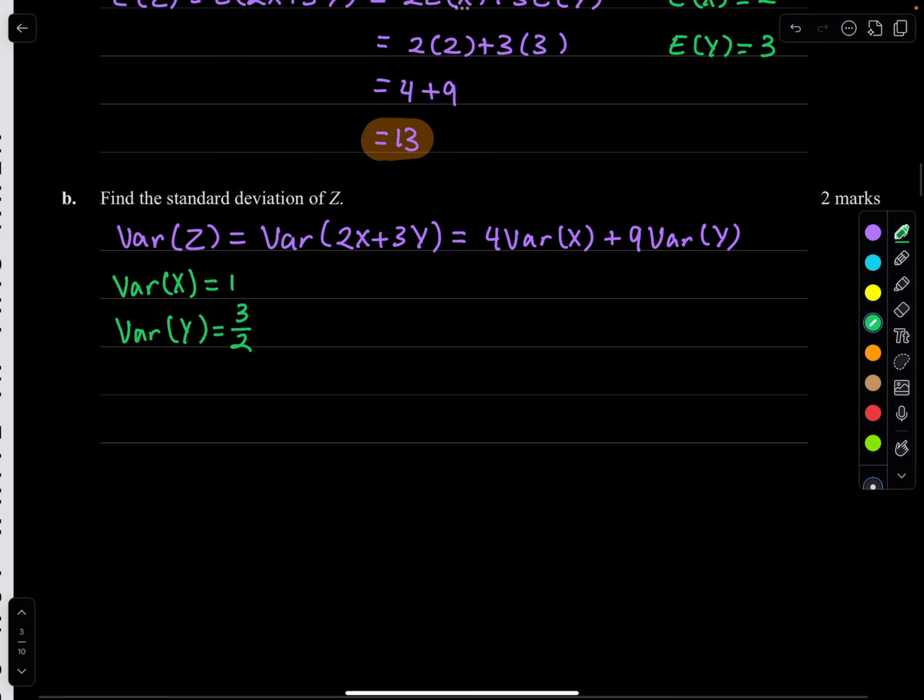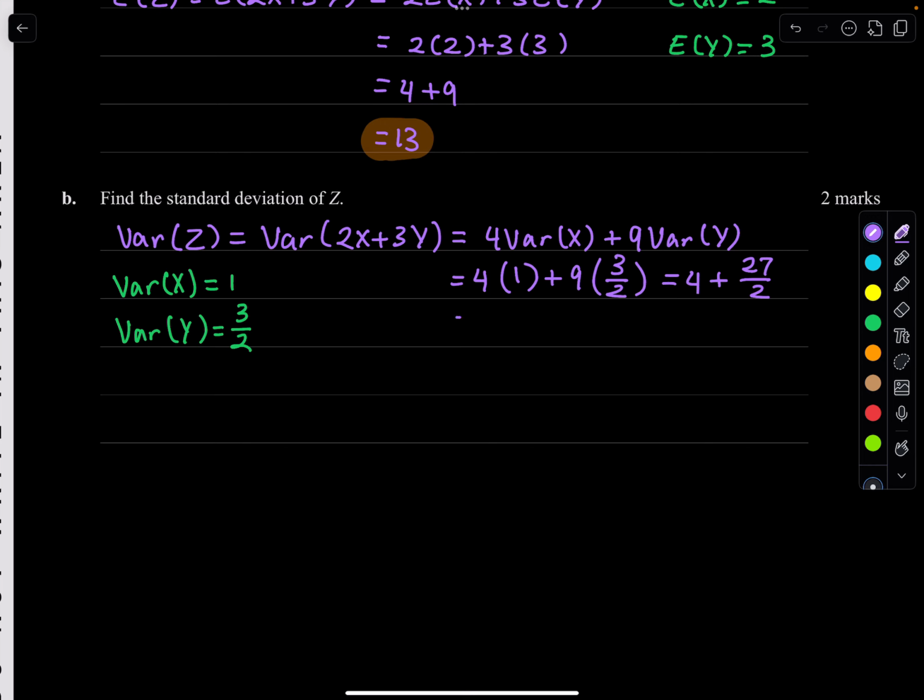Okay, subbing them into the formula, we get 4 times var of X, which is 1, plus 9 times 3 on 2, equals 4 plus 27 on 2, which is 8 plus 27 over 2, which is 35 over 2. And so that's the variance. So we've got the variance of Z. But remember, we're finding the standard deviation, so we need to take the square root. Your standard deviation of Z is the square root of 35 over 2. Done.